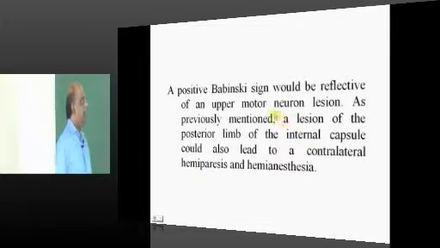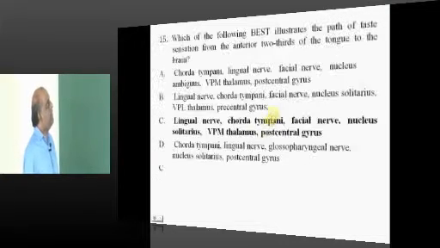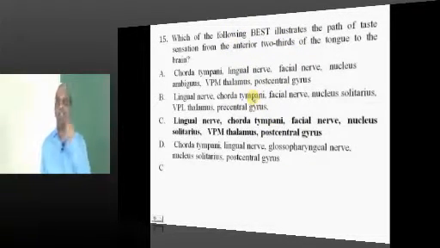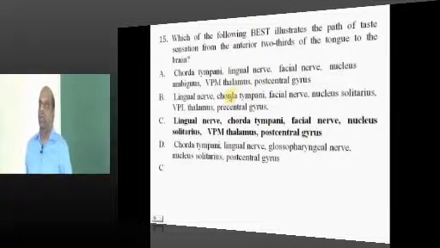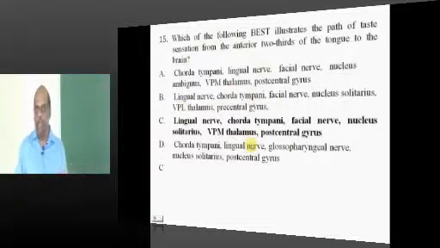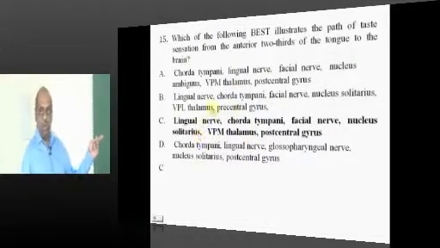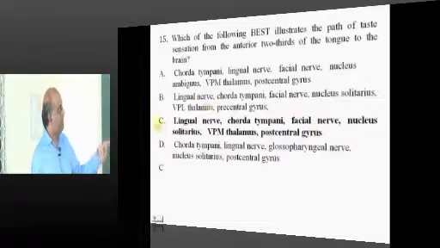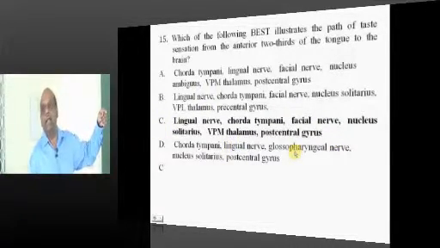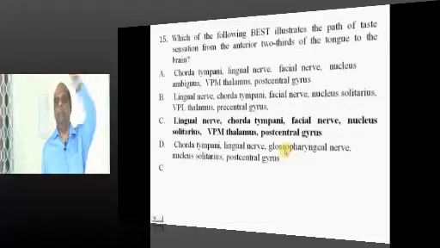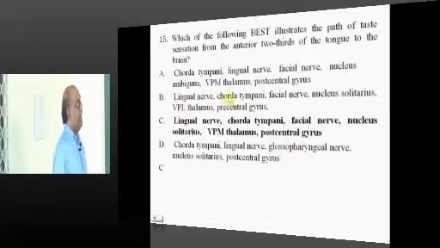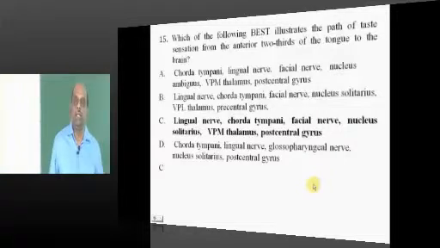Now with regard to the taste sensation, what is the main pathway? It is the lingual nerve to chorda tympani, to facial nerve, to nucleus solitarius, to VPM in the thalamus, to postcentral gyrus, which is the sensory cortex, is the typical pathway of the taste sensation carriage.